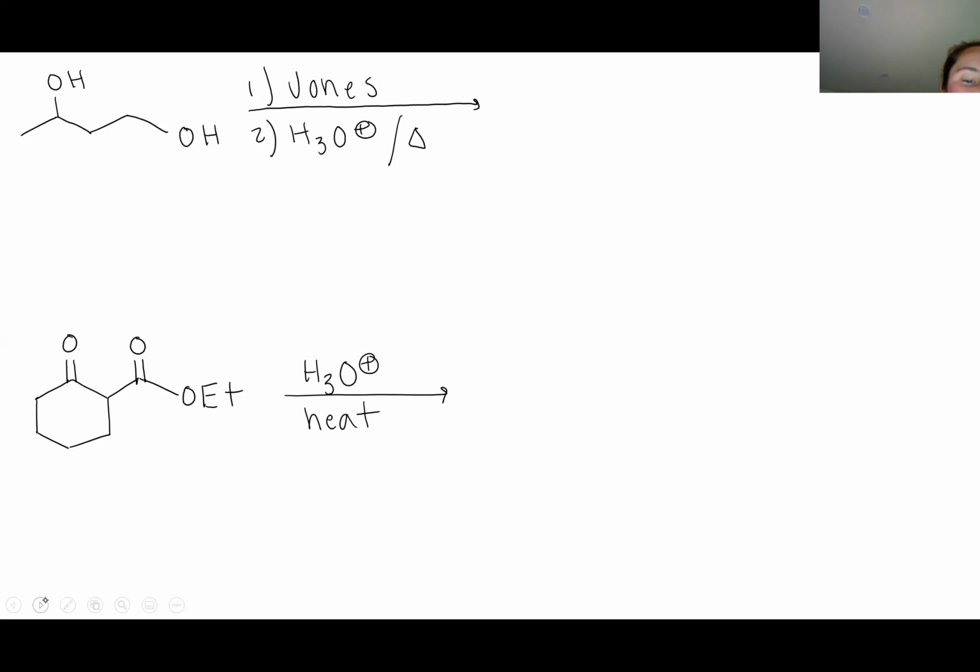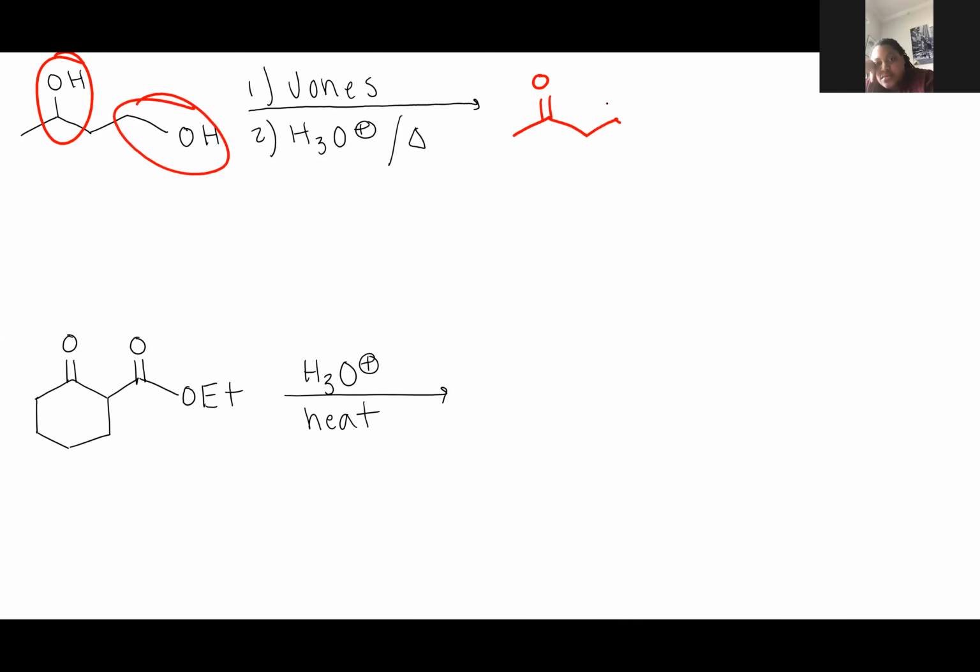So what happens in the first step here? It is oxidized. Right, and is Jones a strong oxidant or a mild oxidant? Strong. Yeah, it's strong. So our secondary alcohol is going to get turned into what? Ketone. Right. And then our primary alcohol gets turned into what? Carboxylic acid. Right.